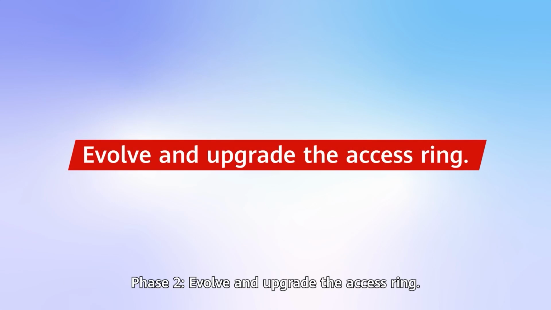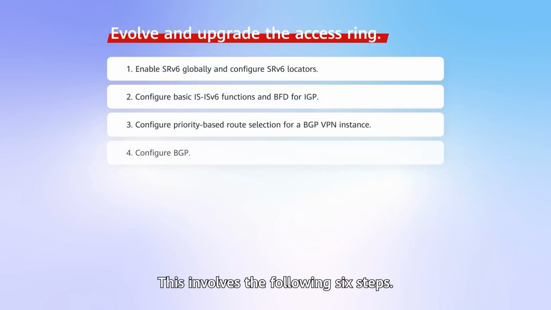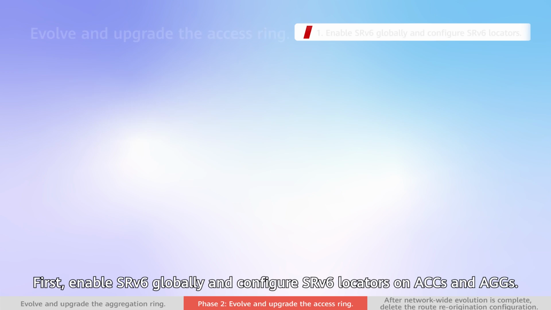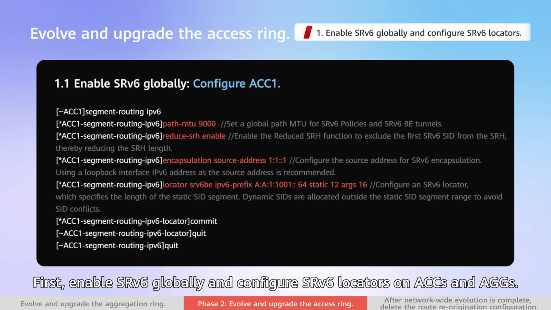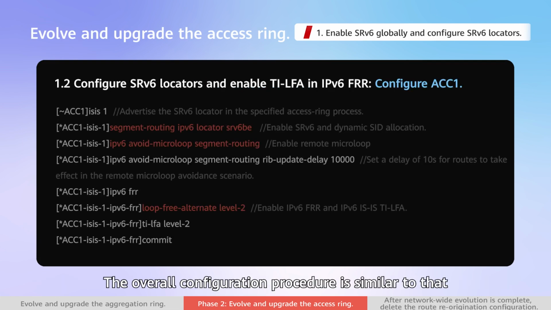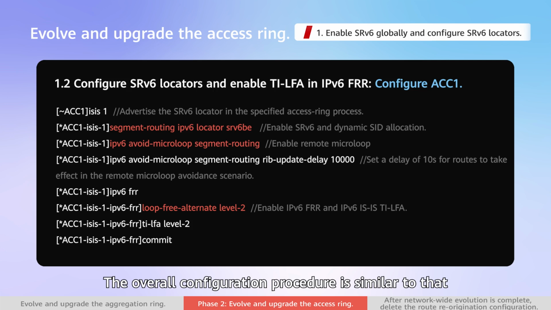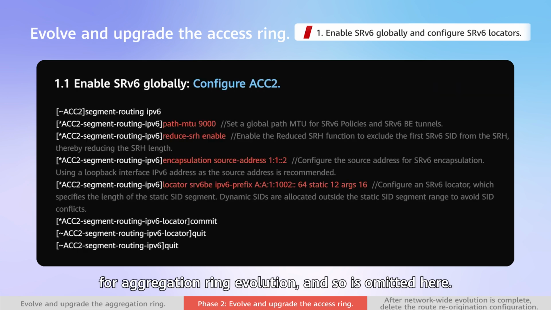Phase 2. Evolve and upgrade the access ring. This involves the following 6 steps. First, enable SRv6 globally, and configure SRv6 locators on ACCs and AGGs. The overall configuration procedure is similar to that for aggregation ring evolution, and so is omitted here.